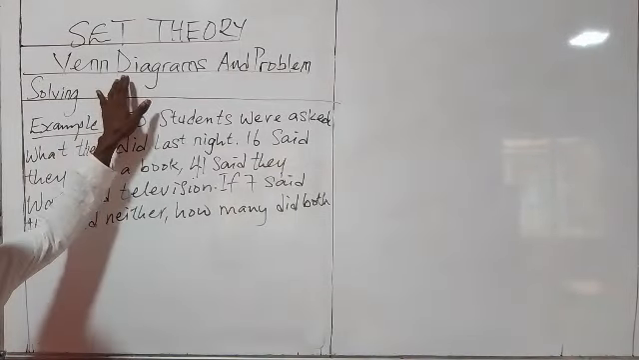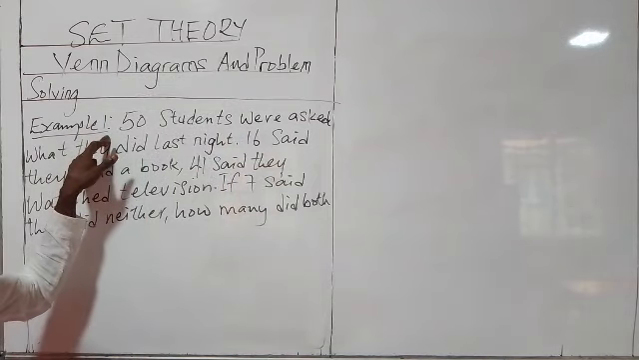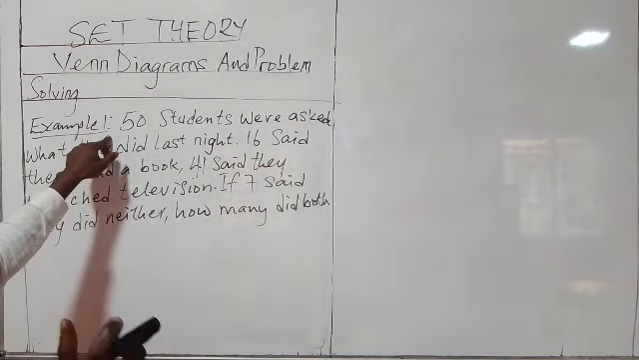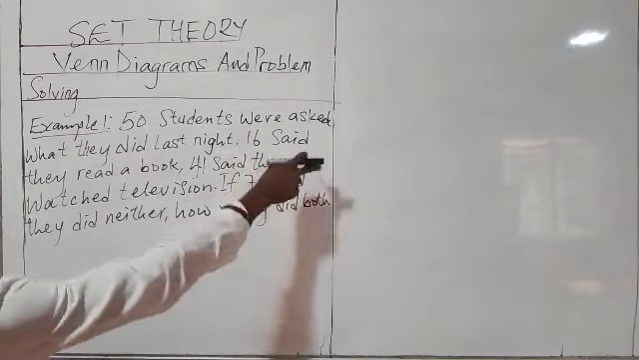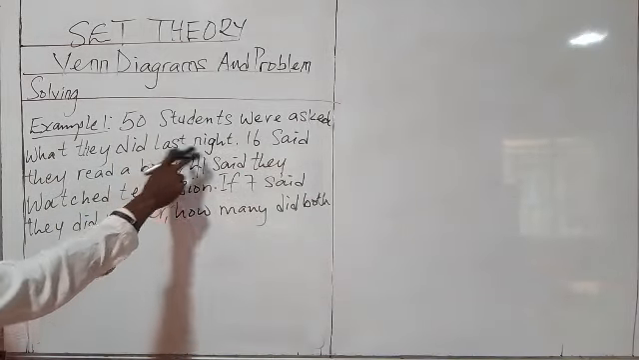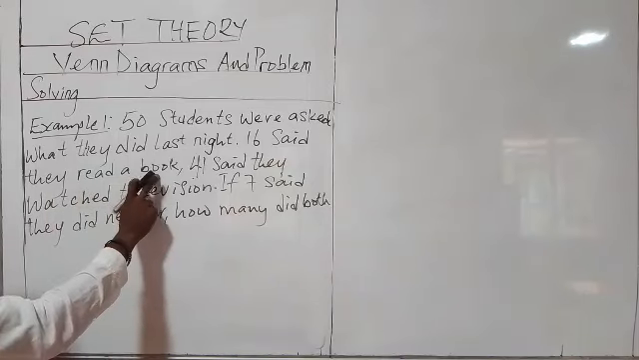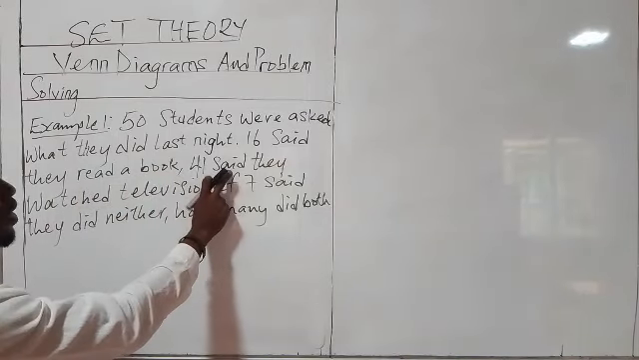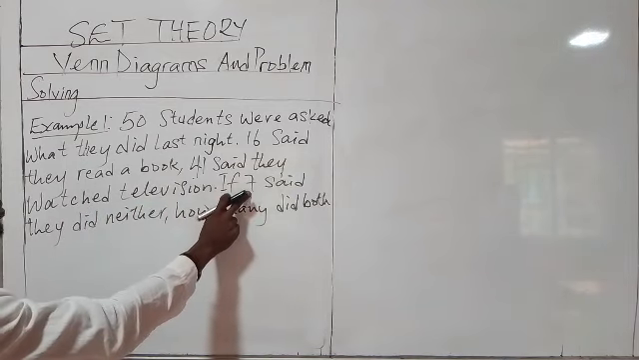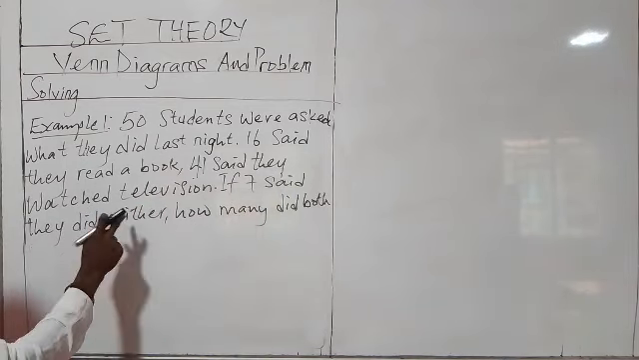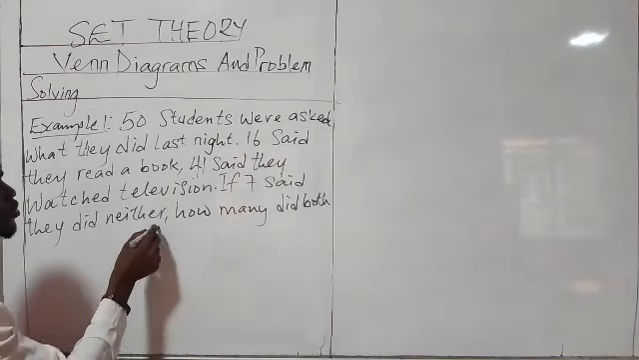Okay, this is Venn diagram, sir. The problem solving. So we are taking this as example 1 under the Venn diagram. 50 students were asked what they did last night. 60 said they read a book. 41 said they watched television. If 7 said they did neither, how many did both? So how do you go about that?